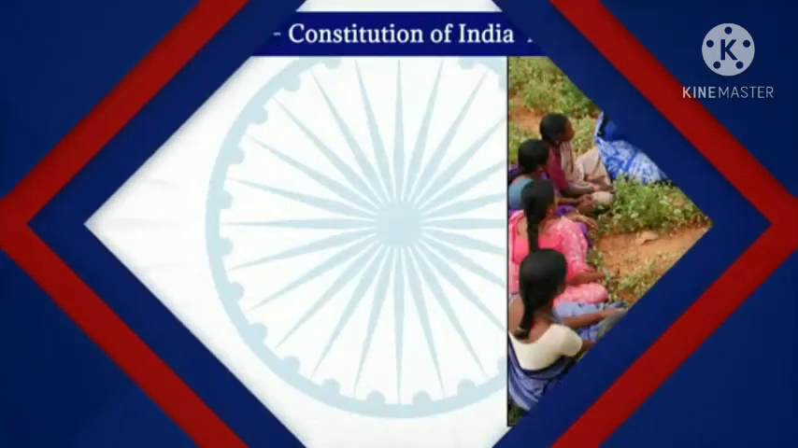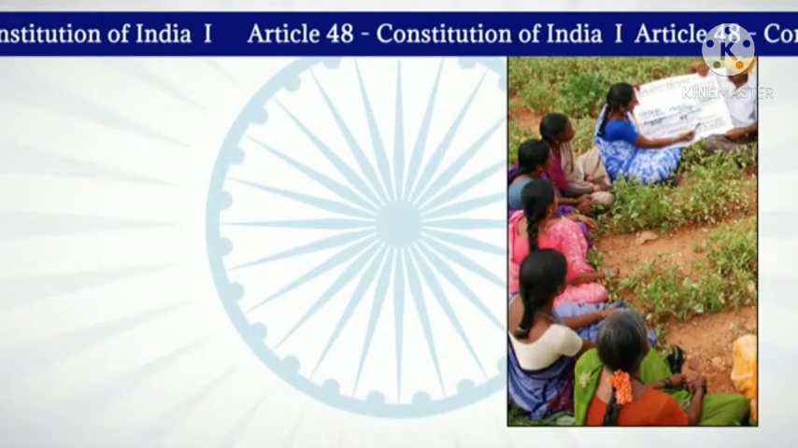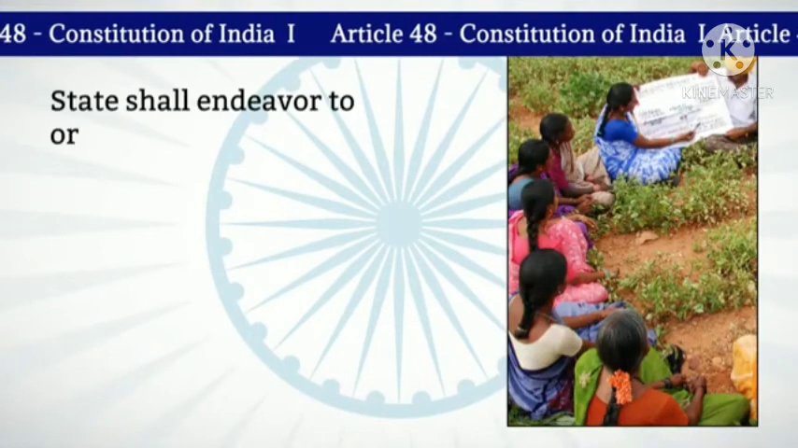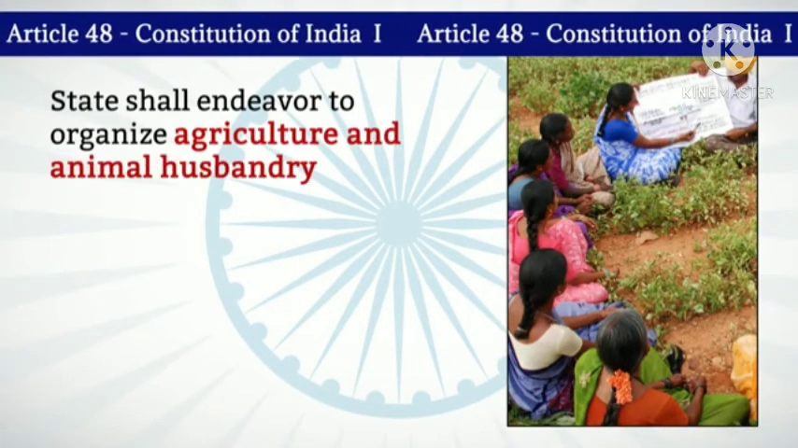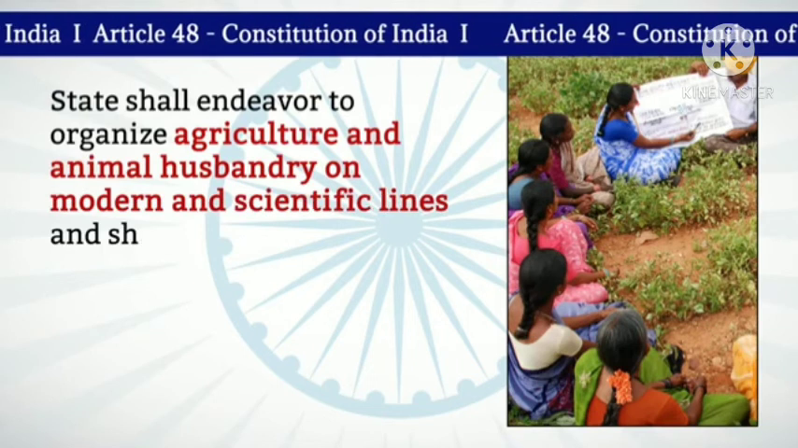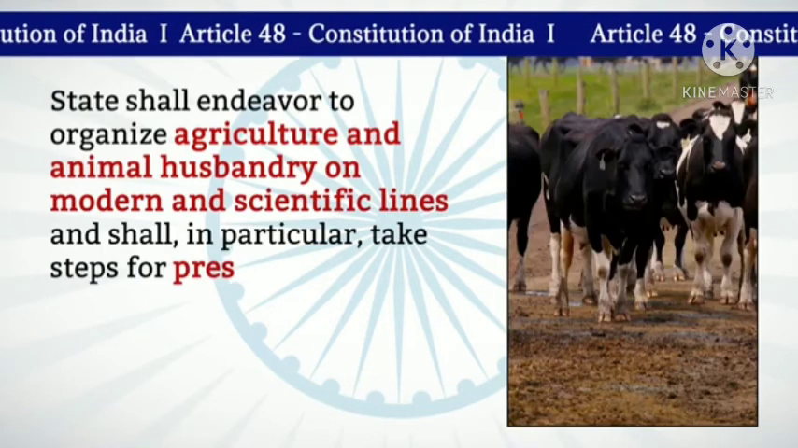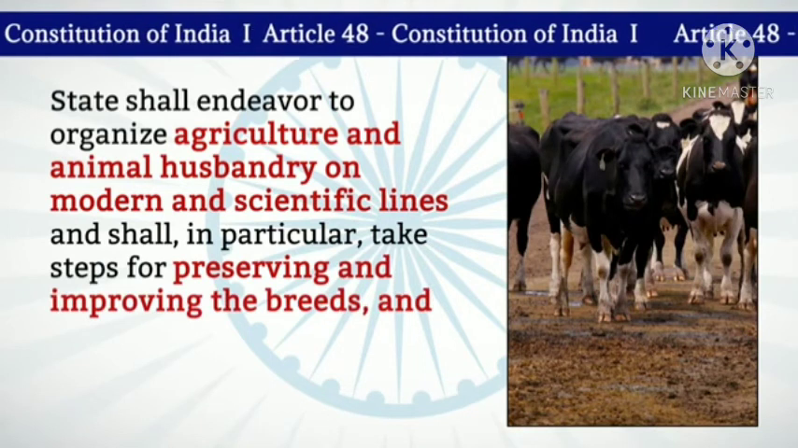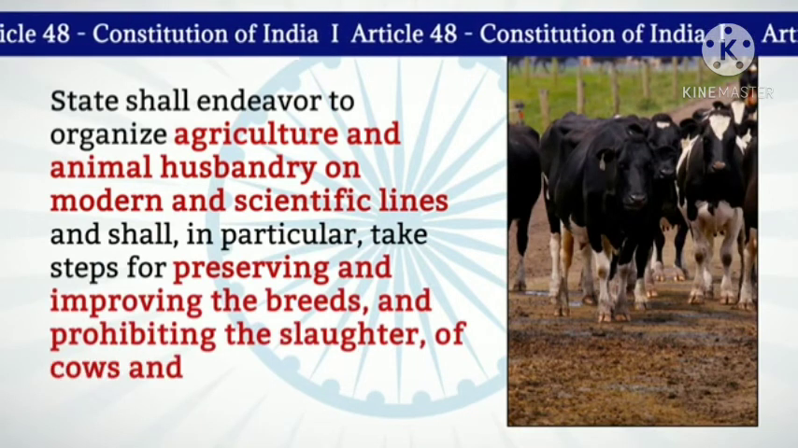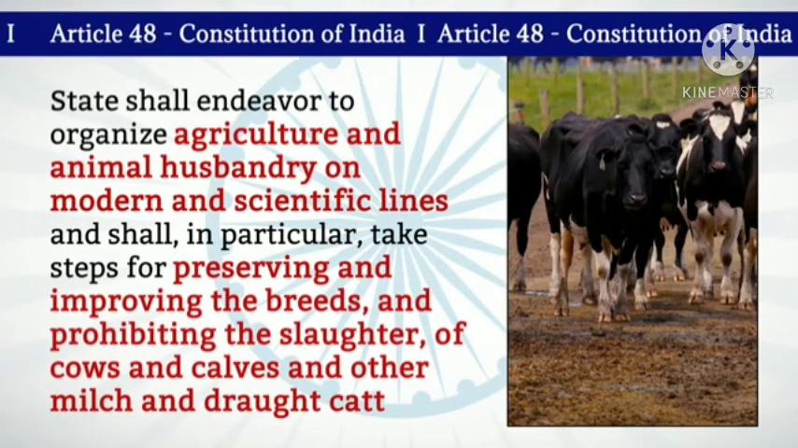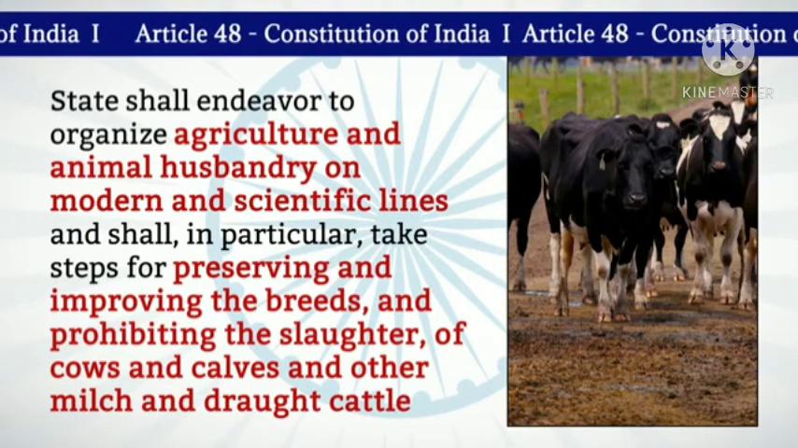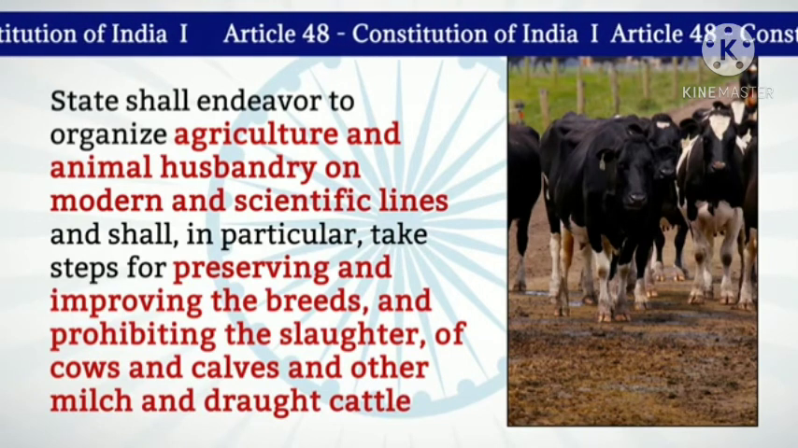Scientific agriculture and animal husbandry. Article 48: the state shall endeavor to organize agriculture and animal husbandry on modern and scientific lines and shall in particular take steps for preserving and improving the breeds and prohibiting the slaughter of cows, calves and other milch and draught cattle.